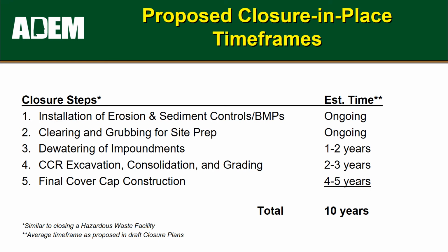After dewatering the unit is completed, the proposed closure plans indicate that it will take a few more years to consolidate the CCR material, establish grades, install the final cover system, and commence closure. So on average, it's estimated that consolidation and closure will take around 10 years to complete. Earlier, it was noted that it's been estimated that clean closure could take 2 to 3 times longer.